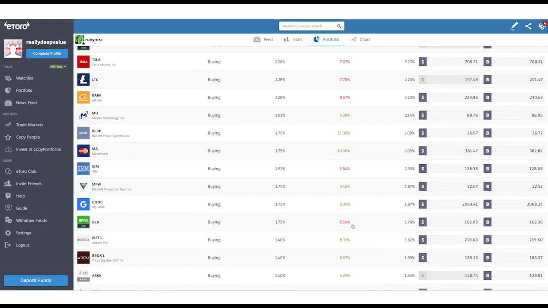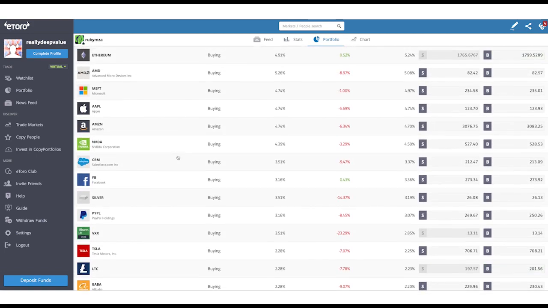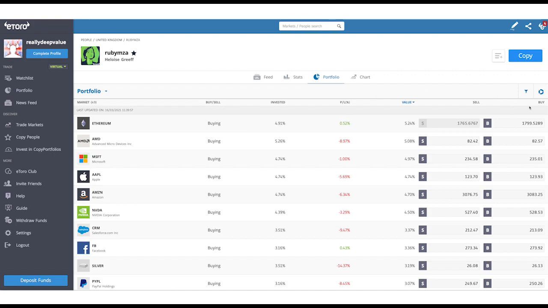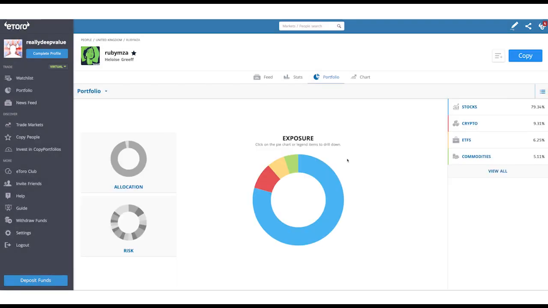Gold hasn't been doing very well, as you can see. That's reflected here in the profit and loss. So you get a good idea of the overview there, and you can look at it in a graphical way. 79% of the stocks. The allocation, look at the risk.